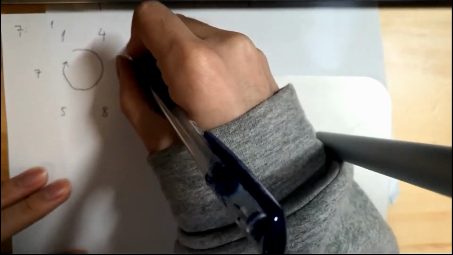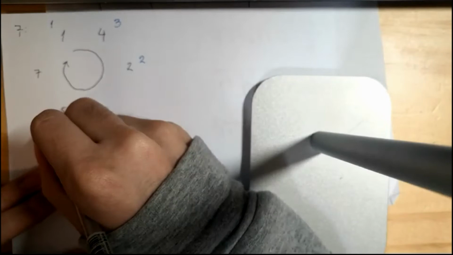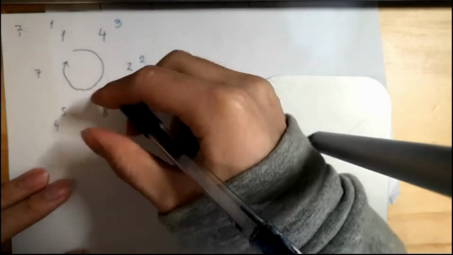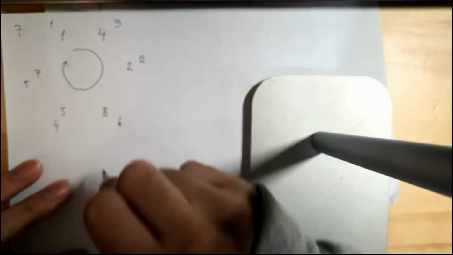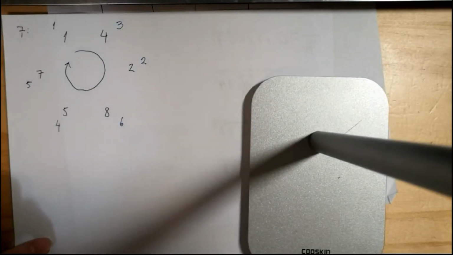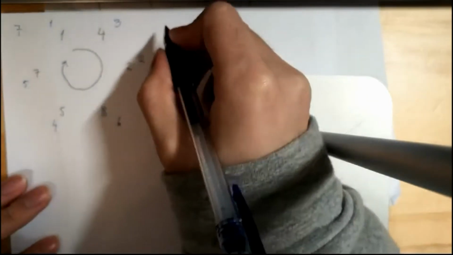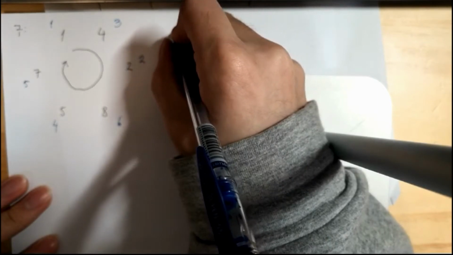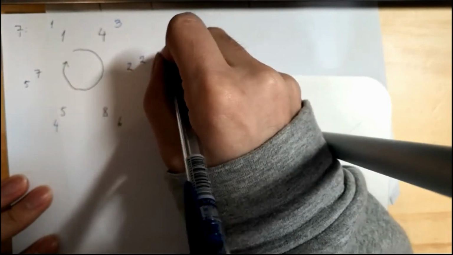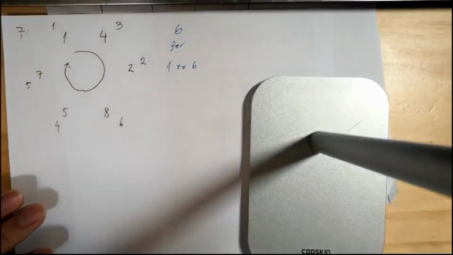2 over 7 starts here. 3 over 7 starts here. 4 over 7 starts here. 5 over 7 would start here. And 6 over 7 would start here. So you can see that 7 is structured in a way that it is basically 6 different permutations for 1 to 6. Right?